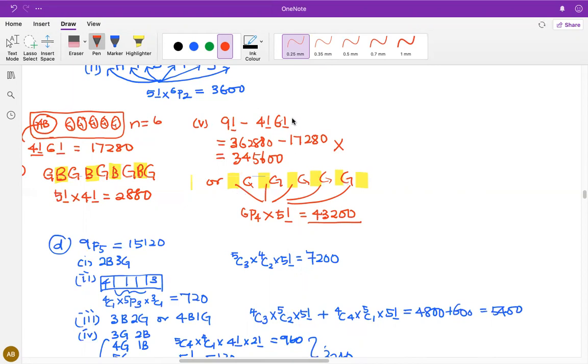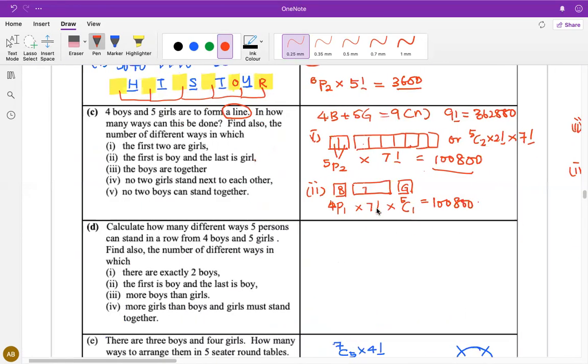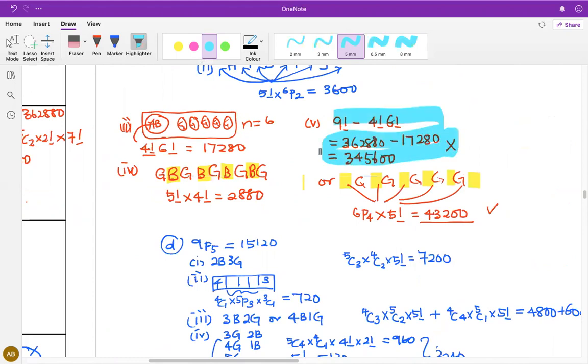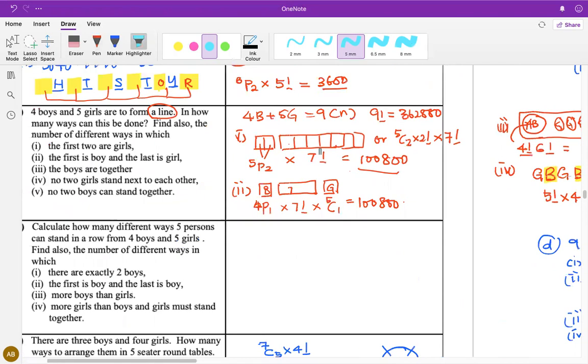If you want to use this, we have to consider 2 together, 3 together, and 4 together. The 2 boys are together, and then the 3 boys are together. So this is the best way to solve it. Okay, so we cannot use this method. So highlight this as blue, cannot use. This method cannot be used to find no two boys can stand together.